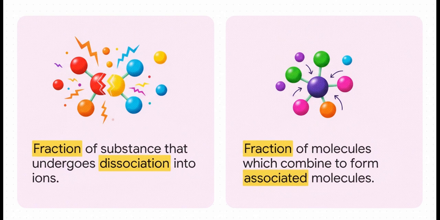On the flip side, we have the degree of association, which is the fraction of total molecules that combine together to form larger associated molecules. Think of this like a group of single friends meeting up at a diner so they can all leave together in a single carpool. Multiple units and molecules enter, but they act as just one moving unit in the solvent.